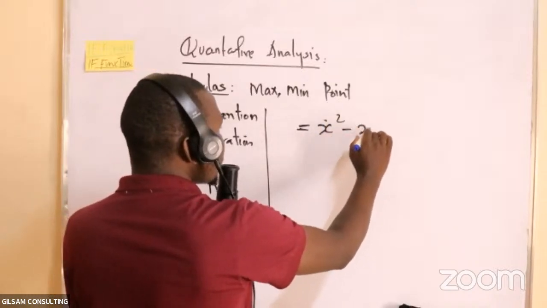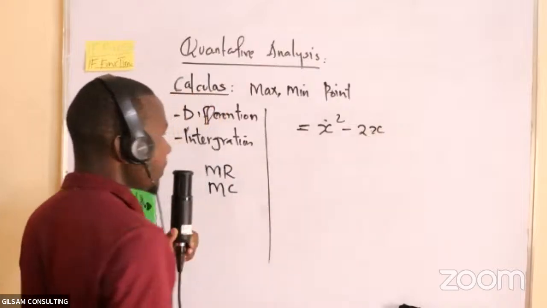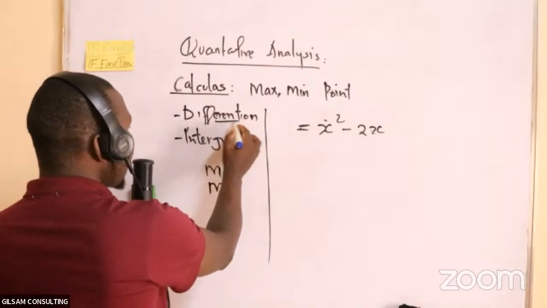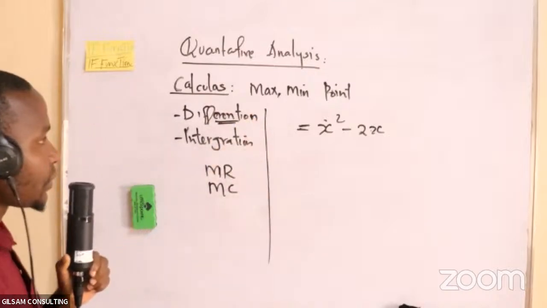Good. So assuming you have been given this equation, which is x squared minus 2x, and then you are told to do a differentiation. To do a differentiation, what do you do?